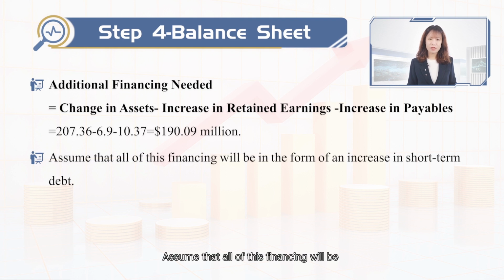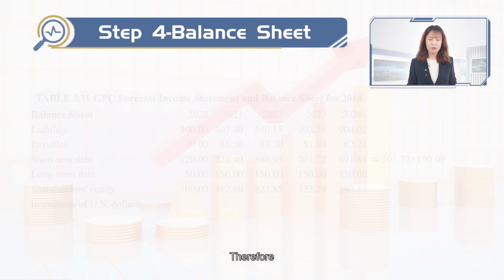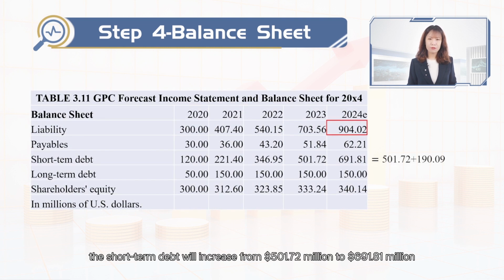Assume that all of this financing will be in the form of an increase in short-term debt. Therefore, the short-term debt will increase from $501.72 million to $691.81 million. Finally, the liabilities will be 62.21 plus 691.81 plus 150, which is $904.02 million. The forecast for the balance sheet is also completed.